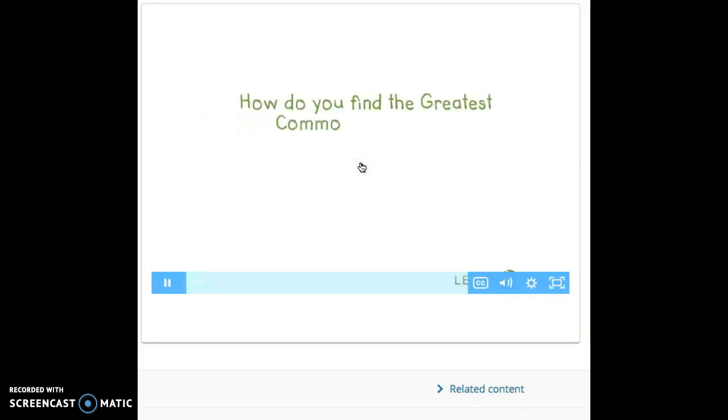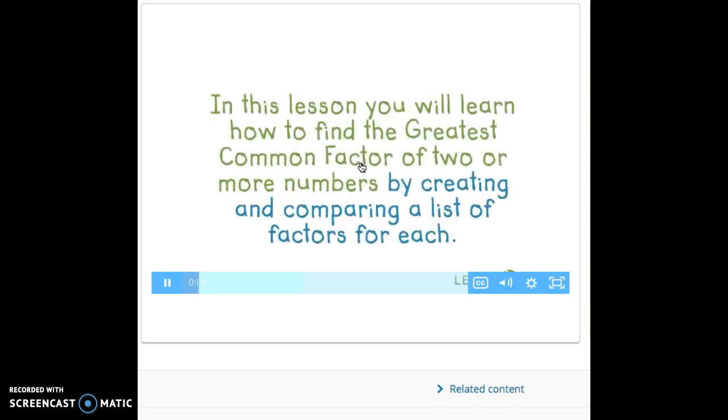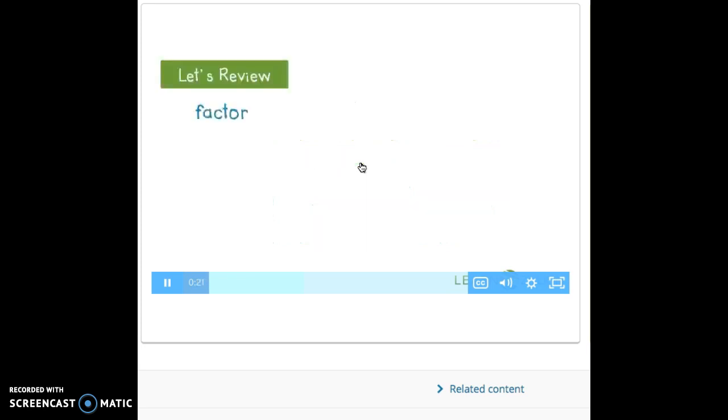How do you find the greatest common factor, or GCF, of two or more numbers? For example, how do you find the greatest common factor of 32 and 60? In this lesson, you will learn how to find the greatest common factor of two or more numbers by creating and comparing a list of factors for each.